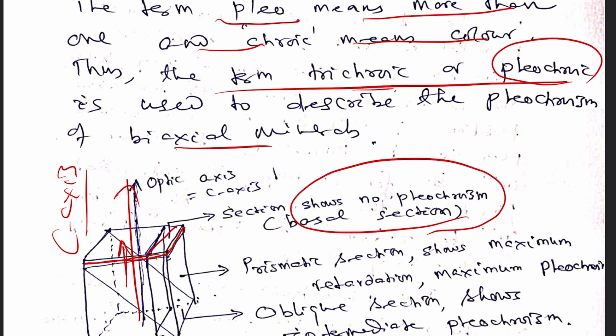But if you take a prismatic section, this section contains the omega like this and epsilon like this. So prismatic sections show maximum retardation, so maximum pleochroism. In oblique sections they show intermediate pleochroism, or the color variation will be between the maximum and the minimum. That will range between these two. That's why it is an intermediate rate of absorption.